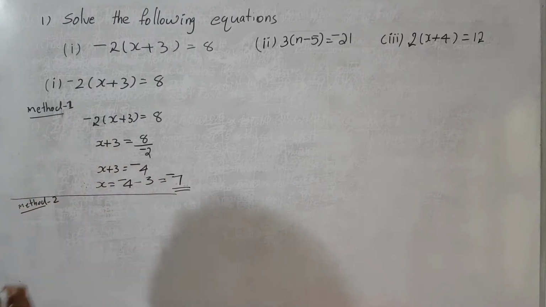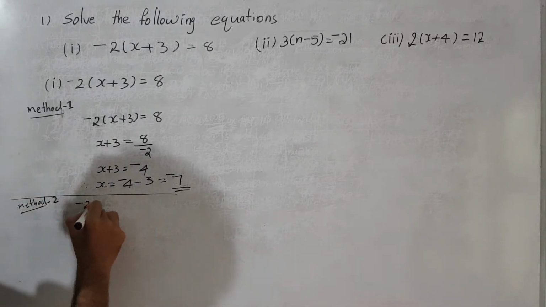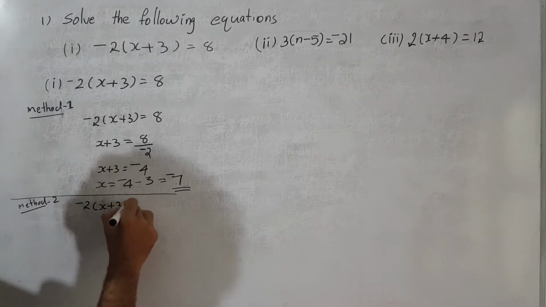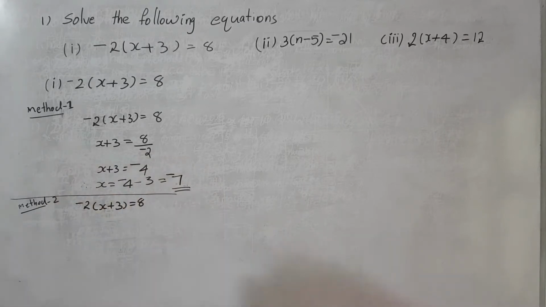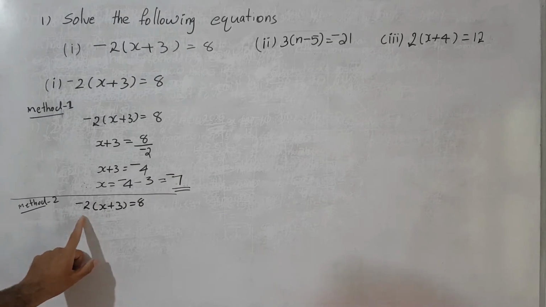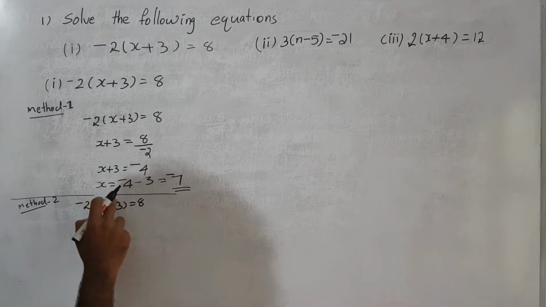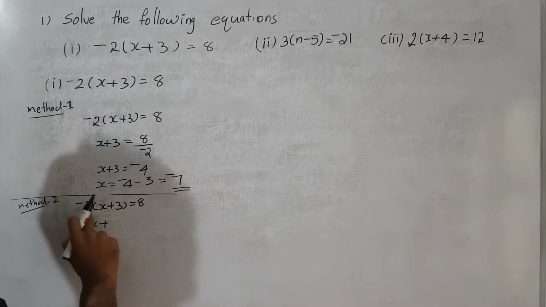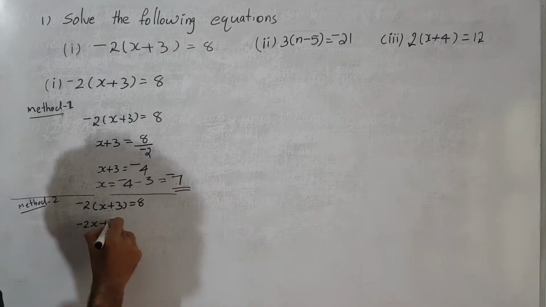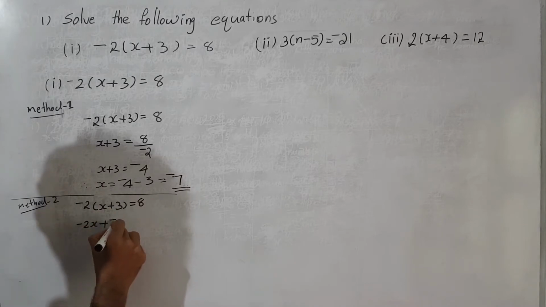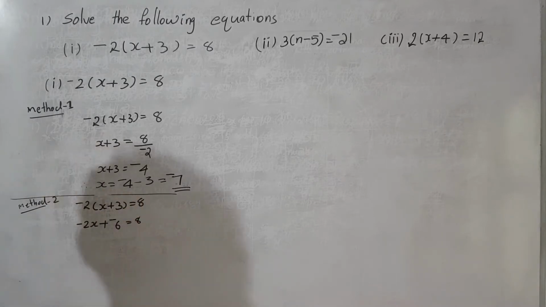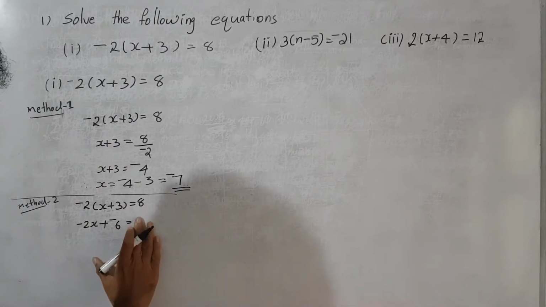Okay, then we write the question once again. Minus 2 into x plus 3 is equal to 8. Then the first step is we expand the bracket. Minus 2 into x is minus 2x, plus minus 2 into 3. What is minus 2 into 3? We are multiplying one negative and one positive, so the answer is negative. Then 2 into 3 is 6, is equal to 8. Correct?